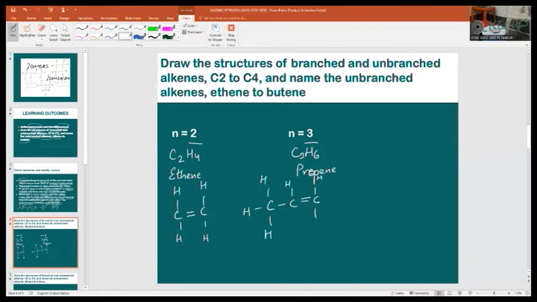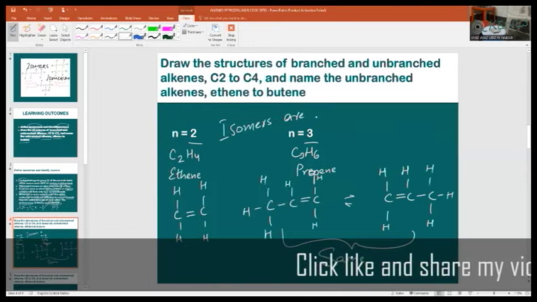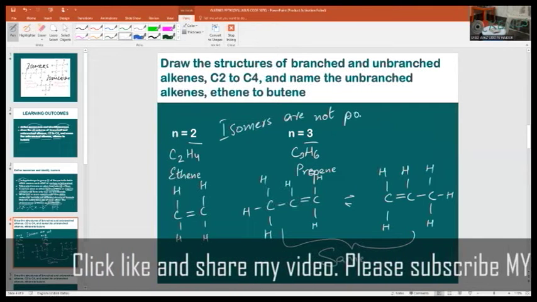You can also draw this member like this, meaning that the double bond will be changed from right side to left side. Both of these are the same, which means that isomers are not possible for these 2. Isomers are not possible.